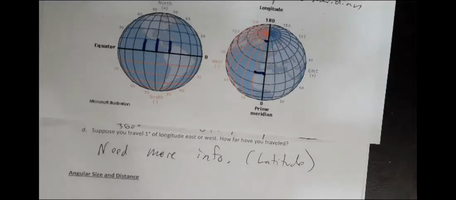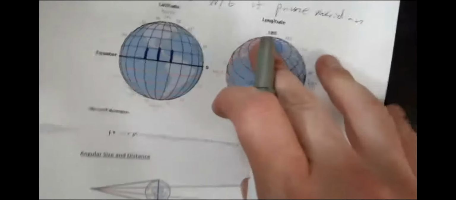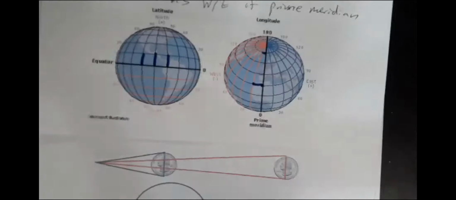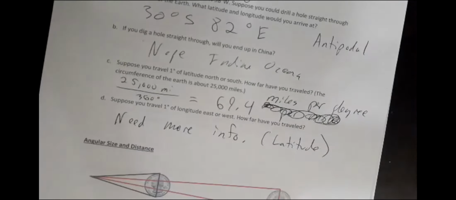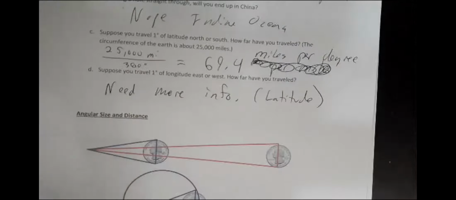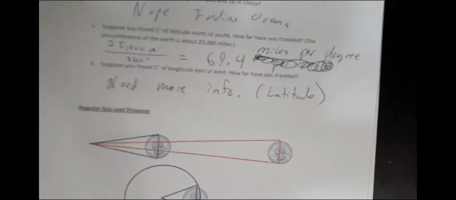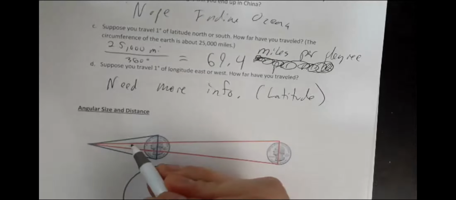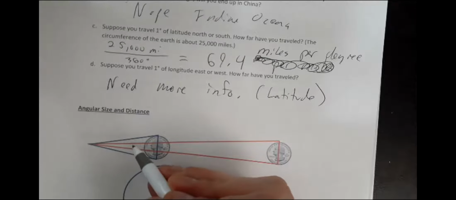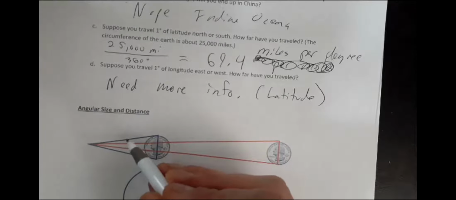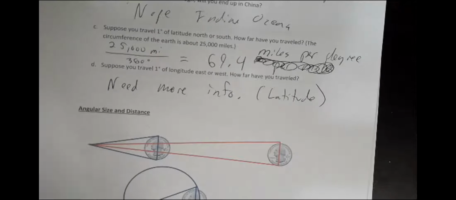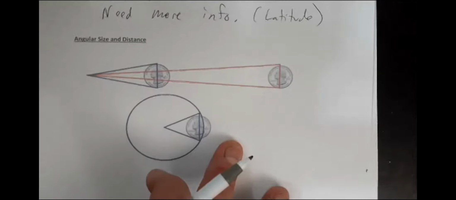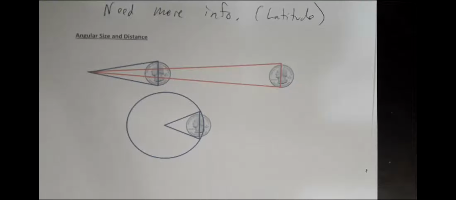The next thing is this thing called angular size and distance. If someone stands really far away, they're really small. If they stand really close to you, they look really big. And so we want to talk about this thing called angular size. When they're really far away and small, this angle size is going to be smaller than this angle size when they're really close. And so that's what they're talking about by angular size. Okay.